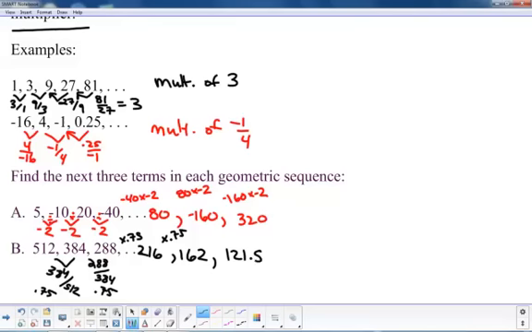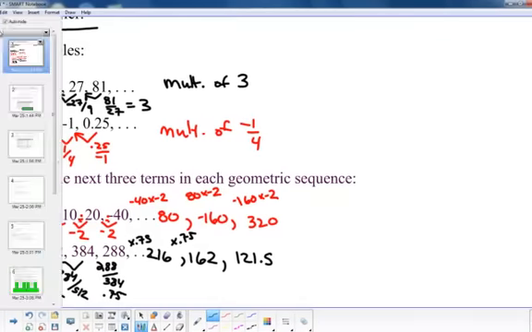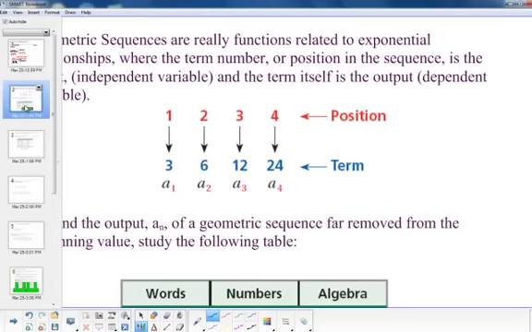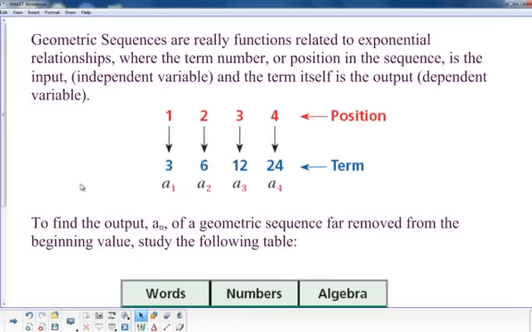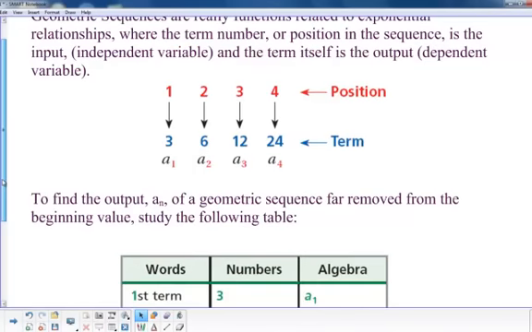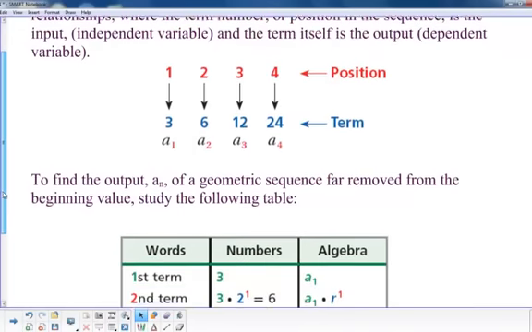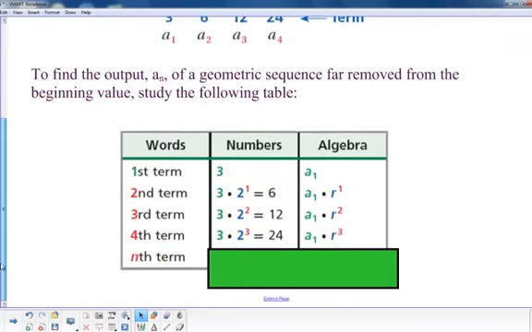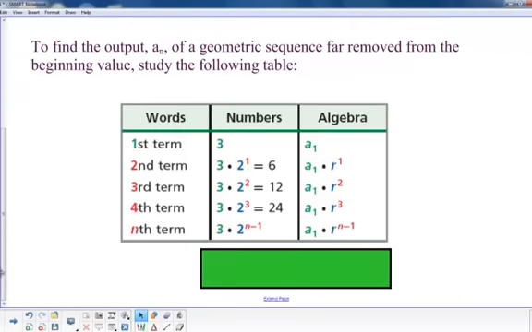So this whole page is all geometric sequencing because they all have a constant multiple. And that's what we just did. And I'll move that down.